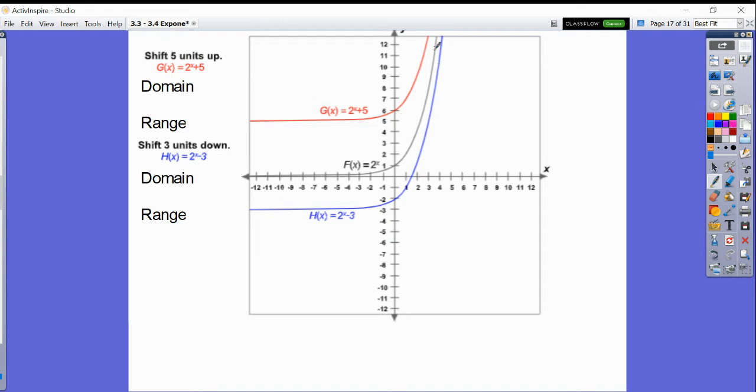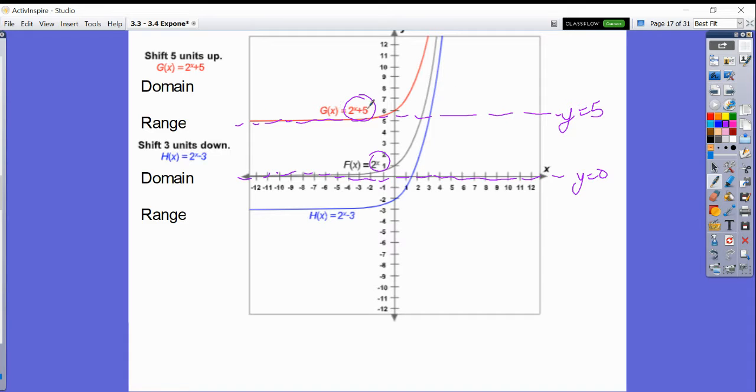So big difference is the horizontal asymptote. So this 2 to the x is our base parent function. And then notice what changed here. It has a +5 on the end. So remember, if you just add 5 on the end of something, you move it up. So that's going to take our horizontal asymptote that was at y = 0, and it's going to move it right up to y = 5.